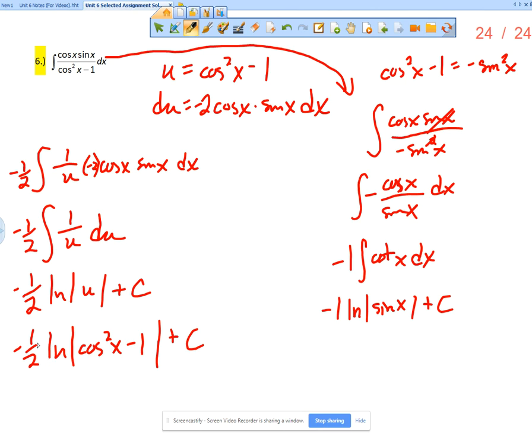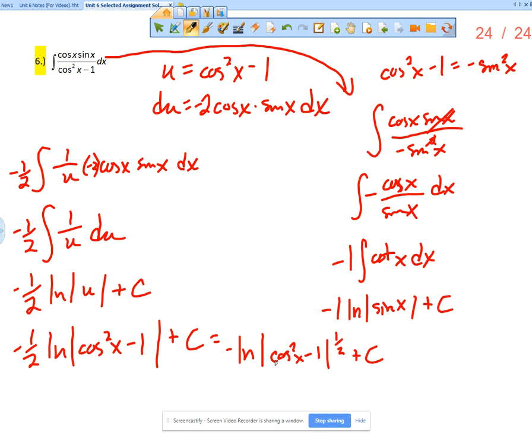What we want to do is realize that the negative out front, I'm going to leave alone. But I have a 1/2 coefficient, which can be brought in as a power. So I could have the negative natural log of the absolute value of the cosine squared x minus 1, with the 1/2 power out here, and then of course plus c.